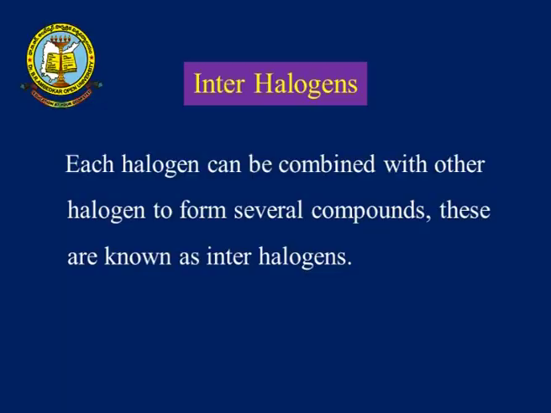But in the case of 7th A, they are already halogens. When one type of halogen reacts with another halogen, the compounds formed are called interhalogens. Inter means the same group of halogens interact with each other and give interhalogens. The definition is: each halogen can combine with another halogen to form several compounds. These are known as interhalogens.